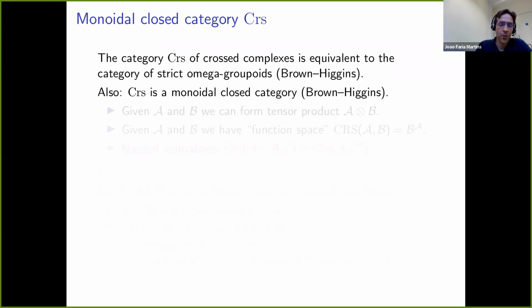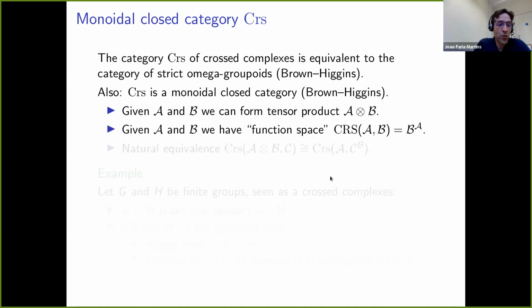So, for example, the category of crossed complexes is a monoidal closed category. So given two crossed complexes, you can form the tensor product. Given two crossed complexes, you can form the function space of crossed complex maps from A to B, one-fold homotopies, two-fold homotopies, etc. And we have a natural equivalence. It's actually quite a nice category to work with.